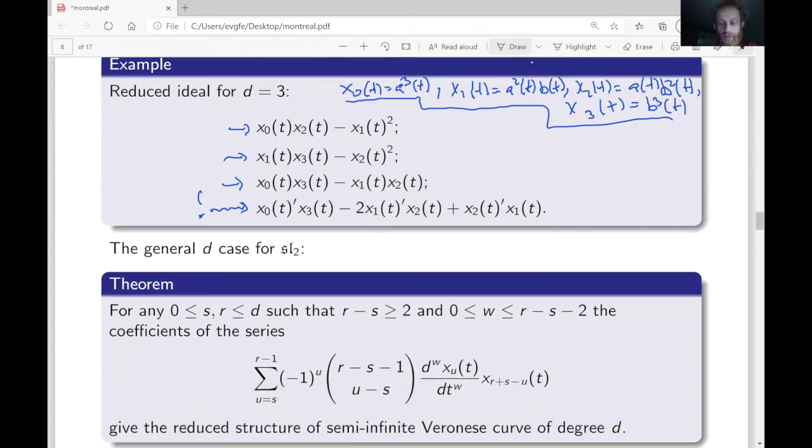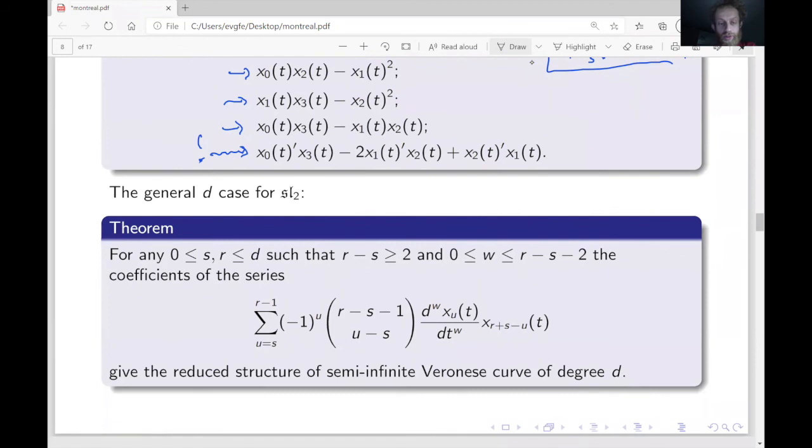And this is the general form for the general case. So you can see that it's not very important, the precise form now, but you can see that there are some derivatives popping up here, and the derivatives are of different orders, but actually the form is more or less the same. So you have the product of the series and their derivatives. So this is the answer, but even for SL2, you need representation theory to prove that this is the reduced ideal.